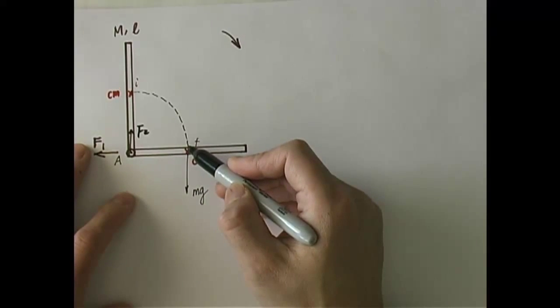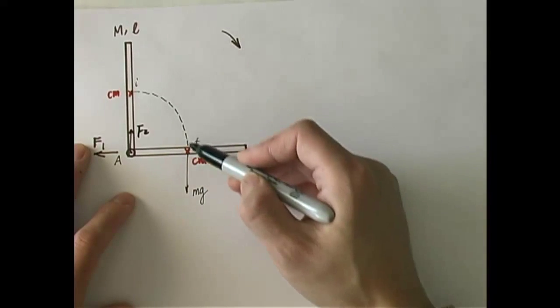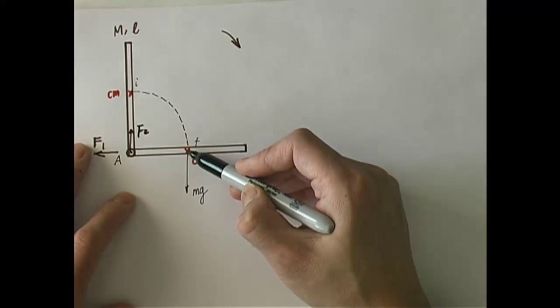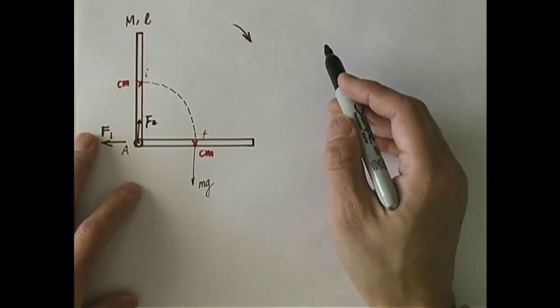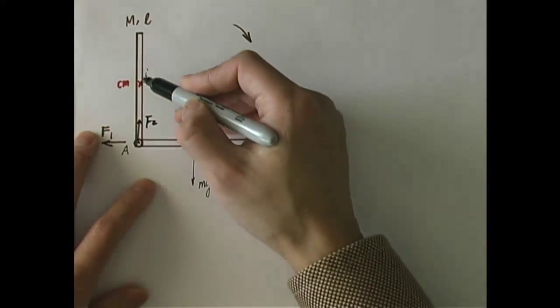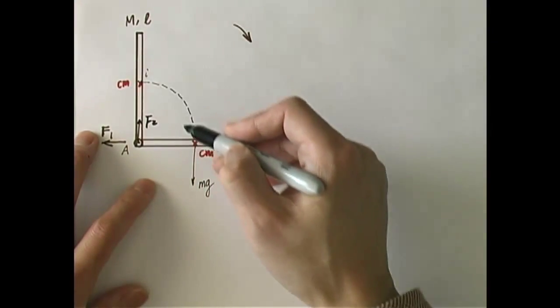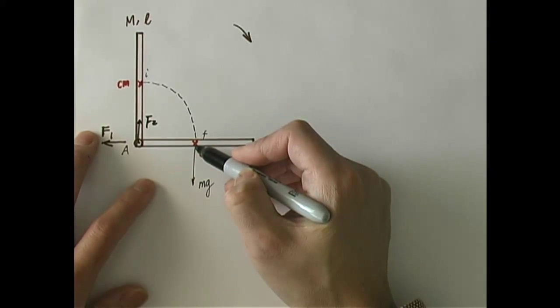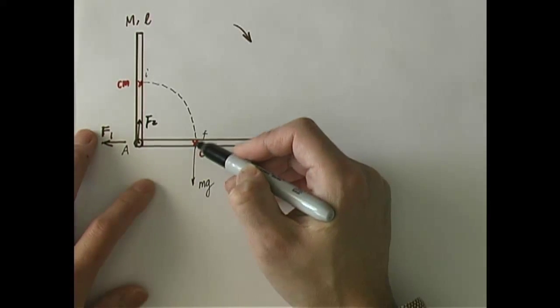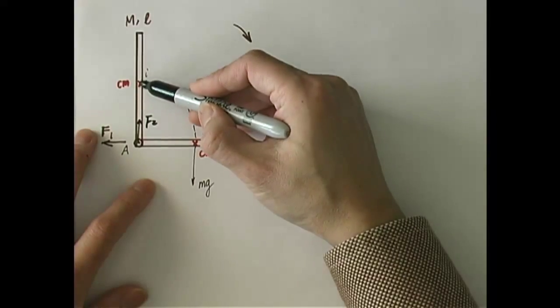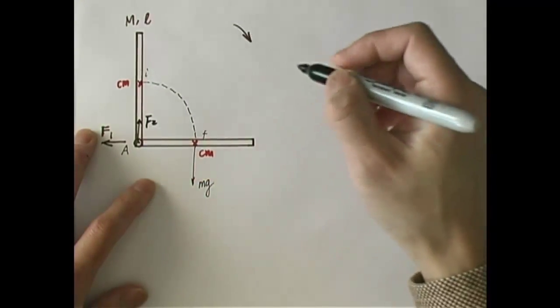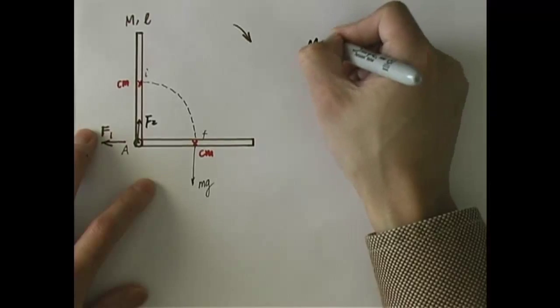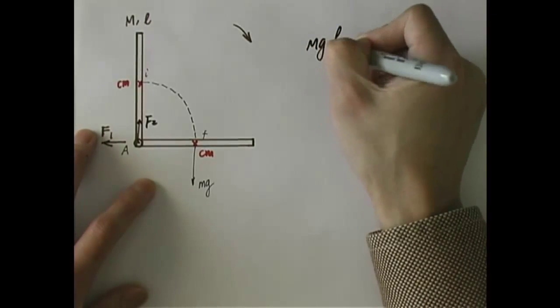Why variable torque? Because the lever arm changes from zero to a maximum value of L over 2 continuously. You don't want to mess with a variable torque, but you can use conservation of energy: initial energy and final energy are the same, because the only force doing work is gravity. The center of mass descends by distance L over 2, so the potential energy lost is mg L over 2 from initial to final.